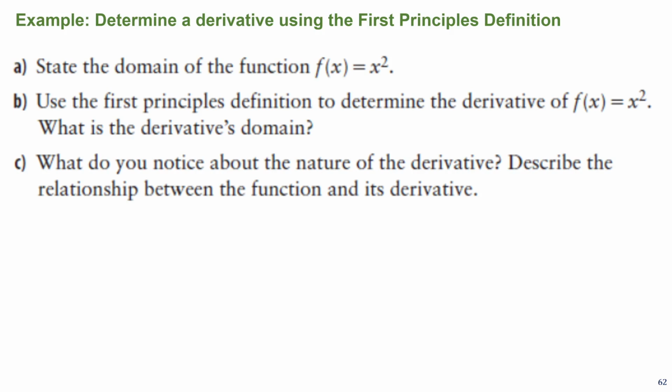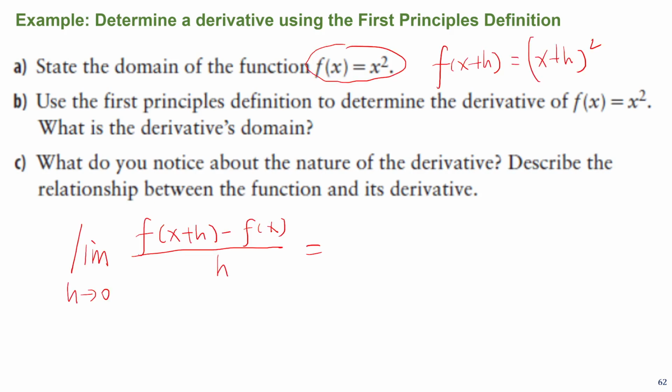So suppose we have a function f(x) equals x squared. Can you state the domain of the function and then use the first principles definition to determine the derivative of f(x) equals x squared? What is the derivative's domain? So note that the derivative is also a function, right? And what do you notice about the nature of the derivative? Describe the relationship between the function and its derivative. Alright, now let's have a look at the solution.